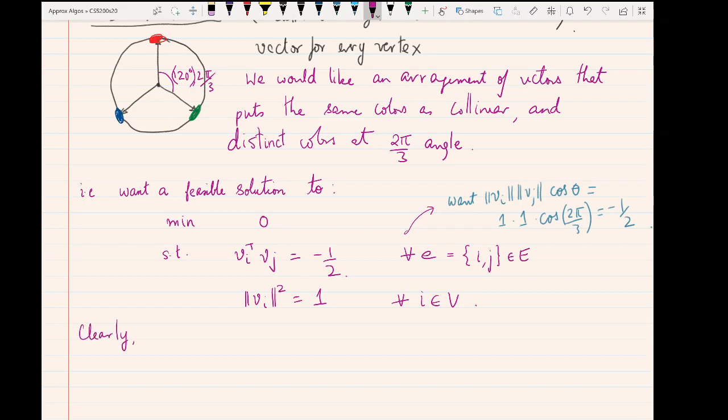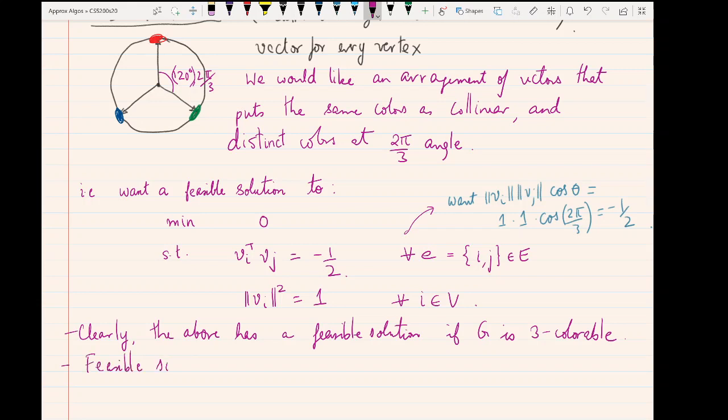So clearly the above has a feasible solution if G is 3 colorable. Okay. And the feasible solution in 2 dimensions is the one that is pictured above. But of course the vectors that we have in an SDP, as I said before, the dimension is up to n dimensional, right? And we don't have a control over that. So if the solution were 2 dimensional, then we could just read off the coloring.